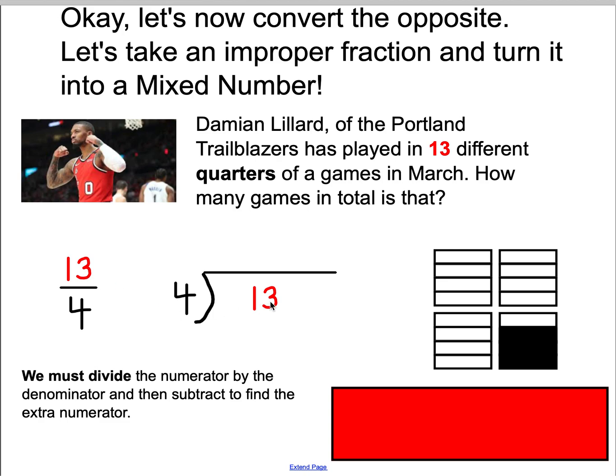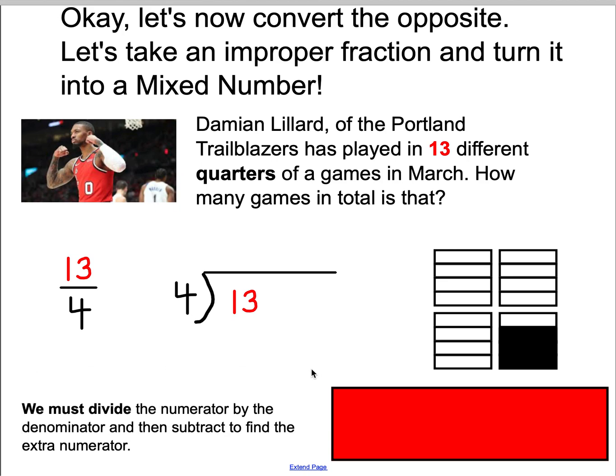Well, what we do is the numerator will go into the box. It's what's going to be divided. Do you see my 13 quarters right here? And we're going to divide by the denominator because we're going to divide them in groups of 4. Do you see how each of these is divided into 4? So we divide the numerator by the denominator, and then we have to subtract to find out the extra numerator.